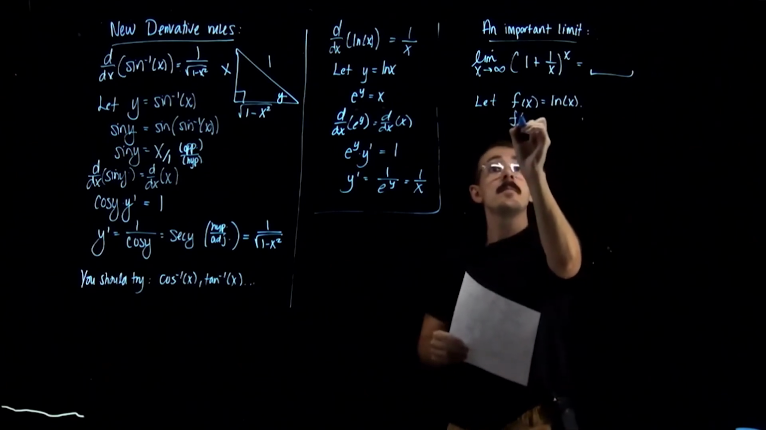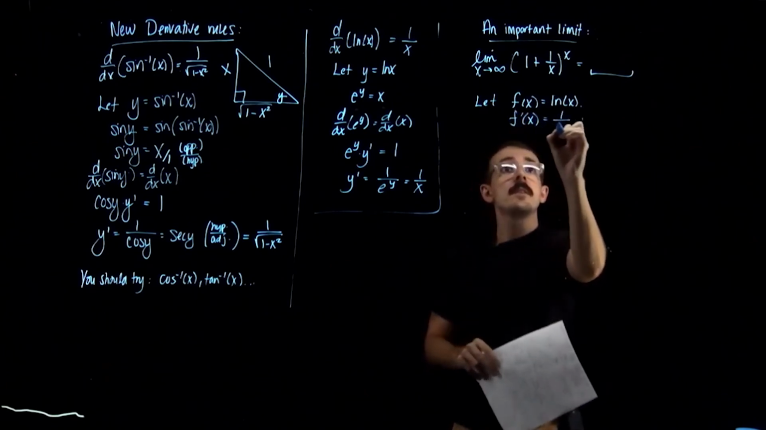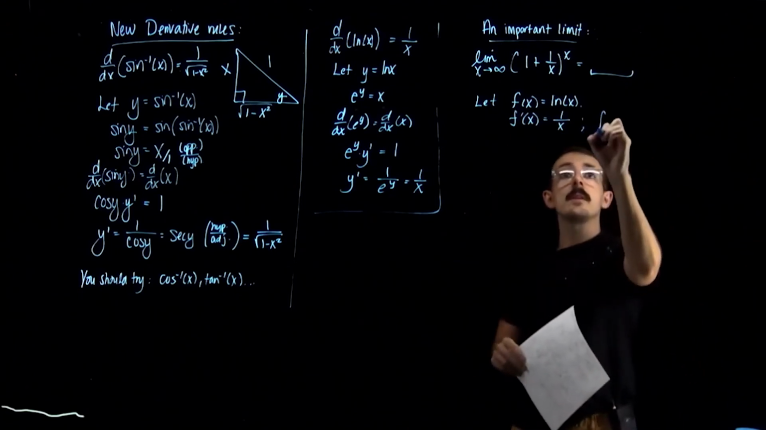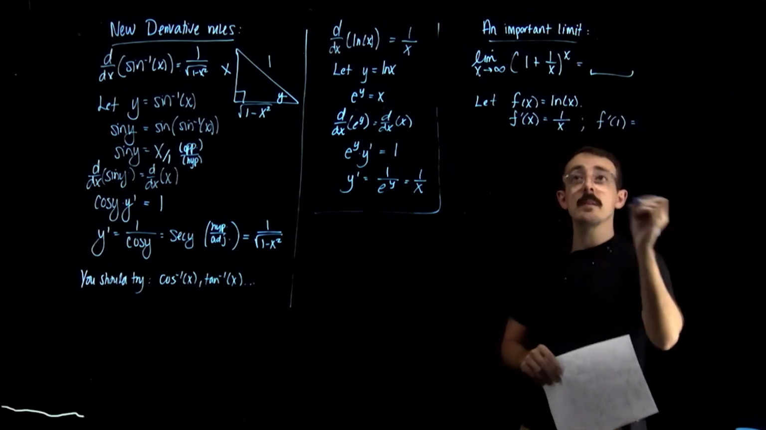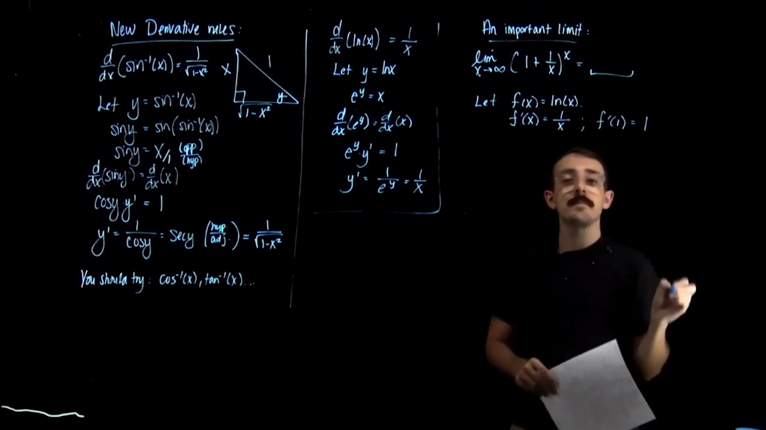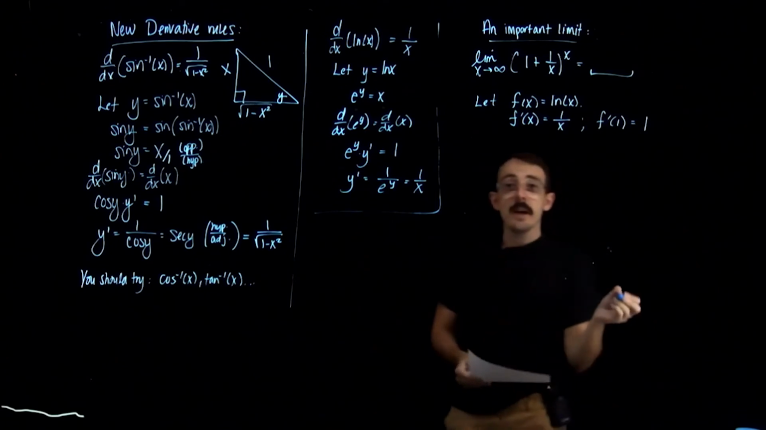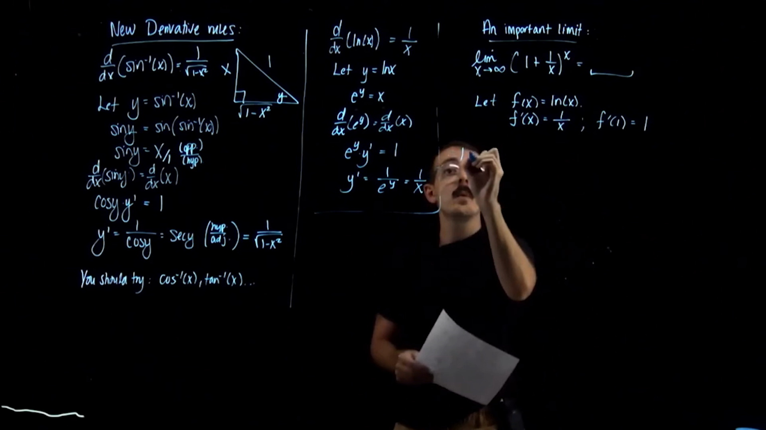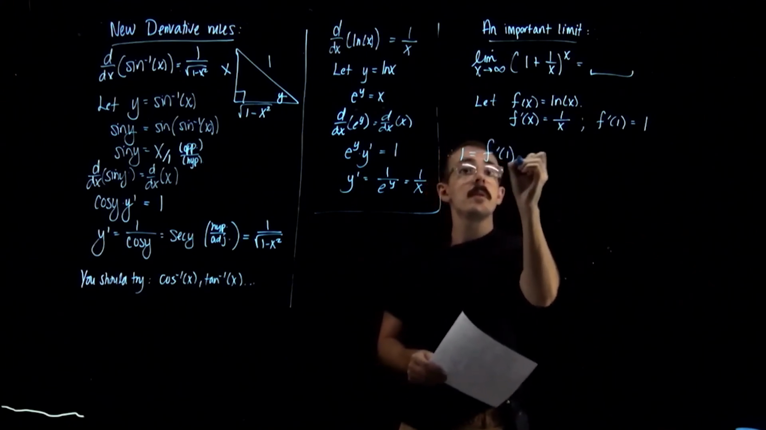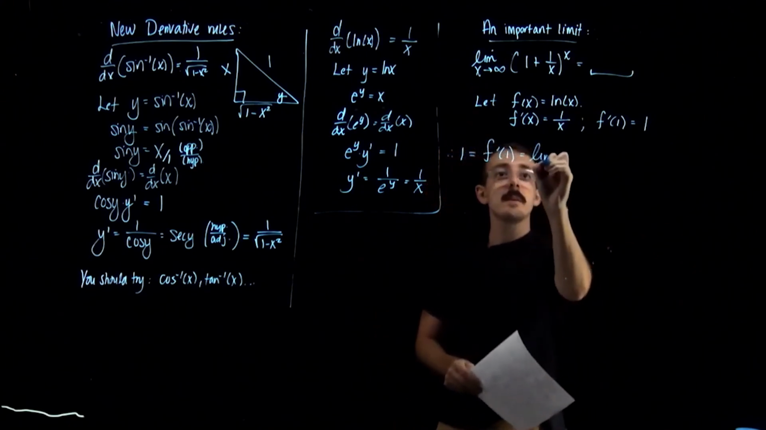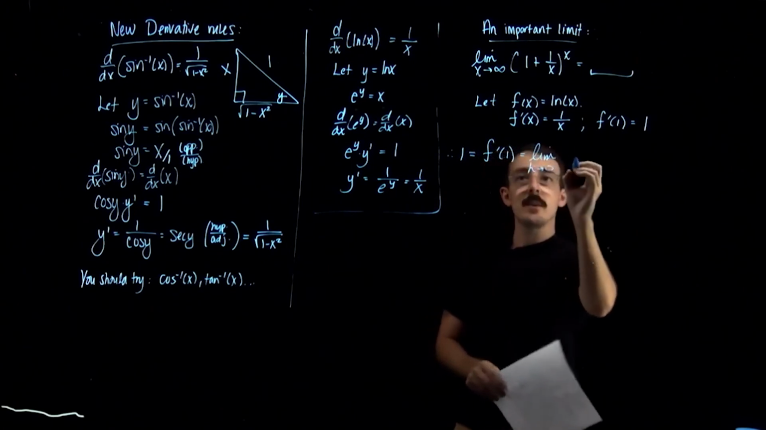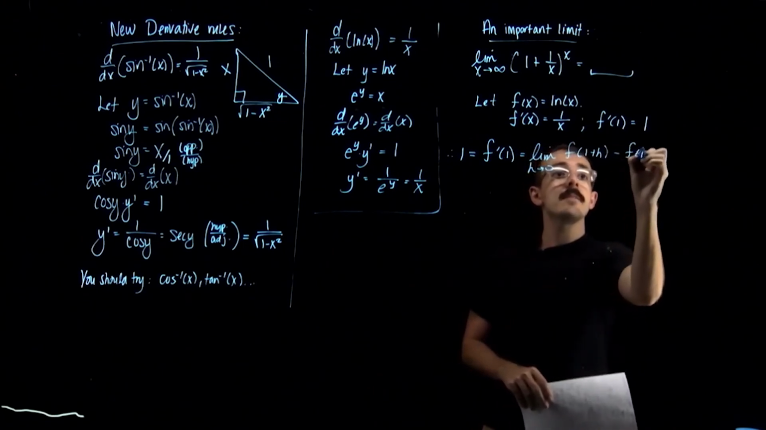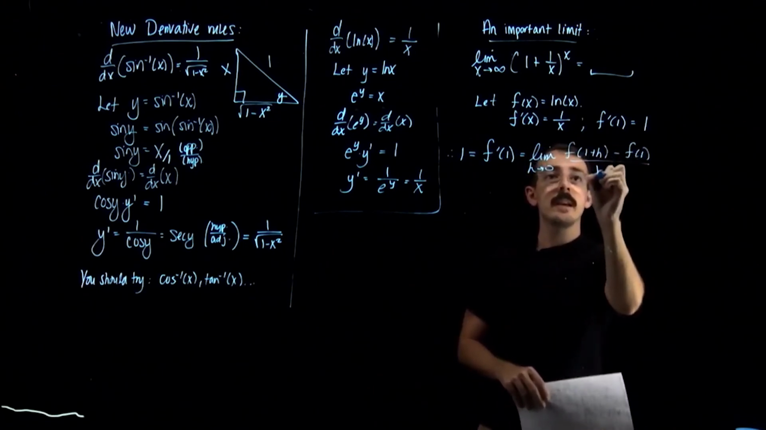I know the derivative of ln of x is 1 over x. So therefore, f prime of 1, if I plug in 1, is going to be 1. However, I also have the limit definition of the derivative. So I know that 1 equals f prime at 1, which is the limit as h goes to 0 of f of 1 plus h minus f of 1, over h.